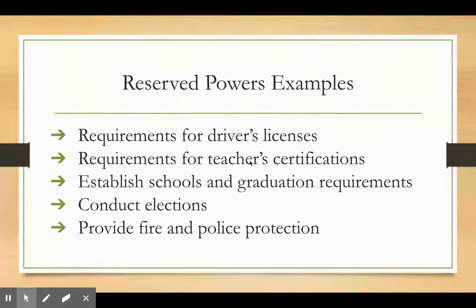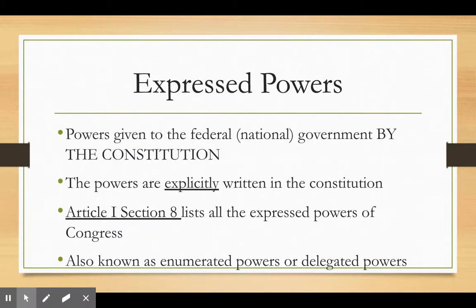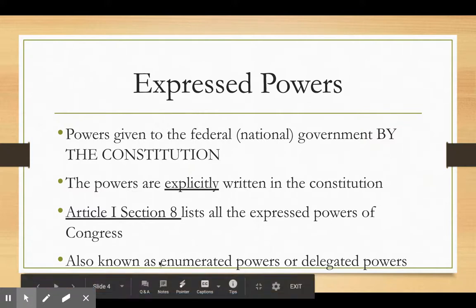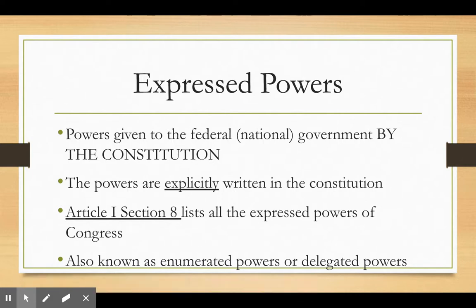Okay. Next, we have express powers, and these are the opposite of reserved, in that these are powers given to the federal government by the Constitution. They are explicitly written in the Constitution. Okay. Article 1, Section 8 is a really good example of express powers because Article 1, Section 8 lists all the express powers that the legislative branch has, all the powers that Congress has in the federal government. Okay. You might also see these referred to as enumerated powers or delegated powers. It means the exact same thing. Powers that are given to the national government by the Constitution. They are written there.